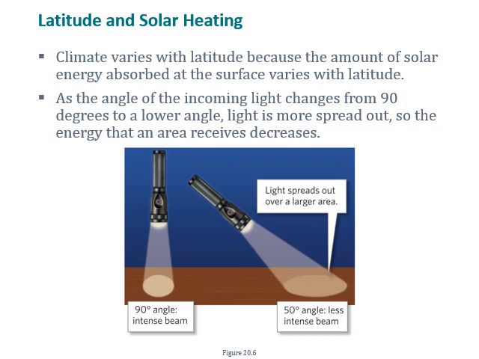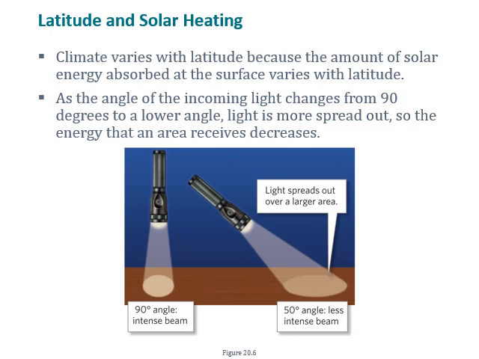If you take anything from this lecture, I would say that this is one of two most important slides. Understanding the connection between latitude and solar heating. Climate varies with latitude because the amount of solar energy absorbed at the surface varies with latitude. As the angle of incoming light changes from 90 degrees to a lower angle, light is more spread out, so the energy that an area receives decreases.